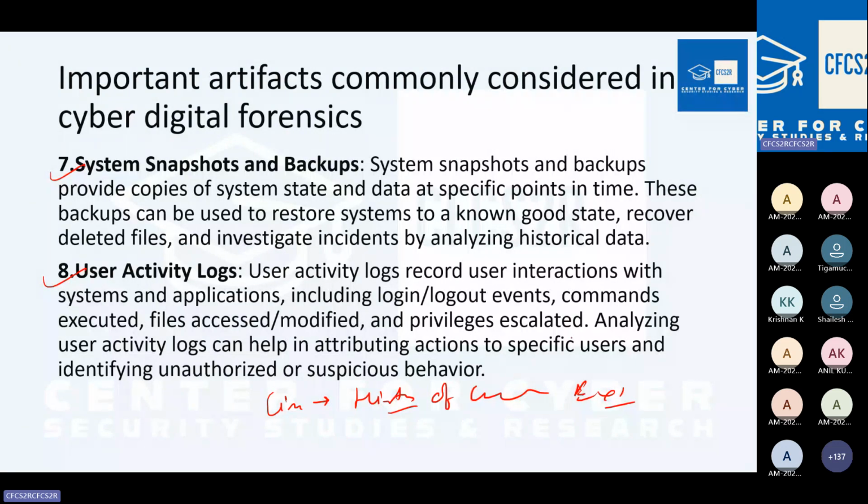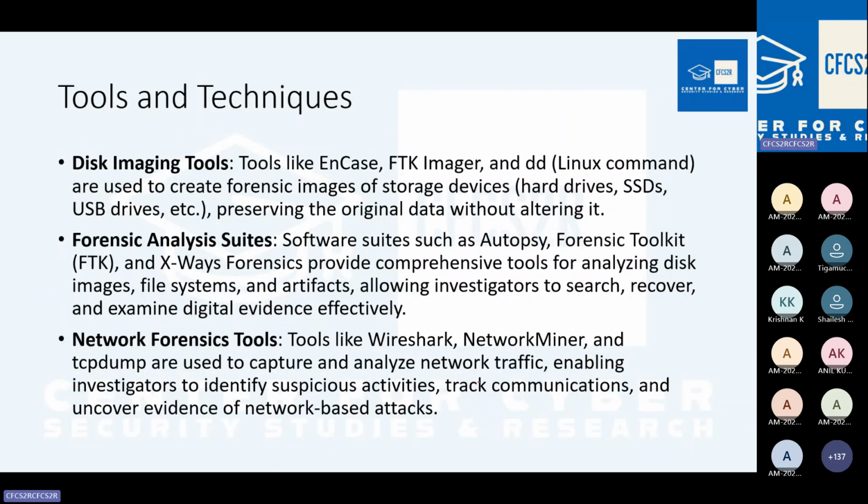Okay, so logs are already very important. User-based logs are so much important. Analyzing user activity can help in attributing actions to a specific user. So this is a very important artifact that can be used.